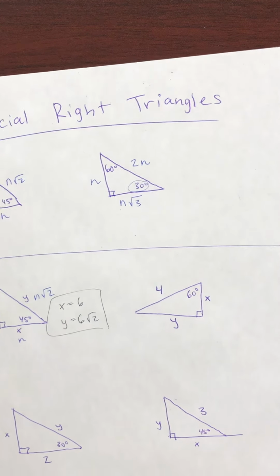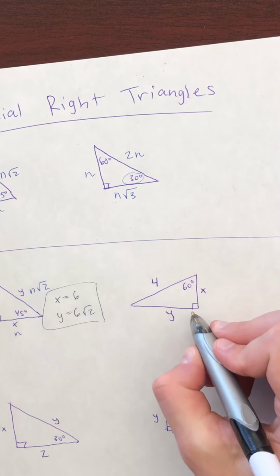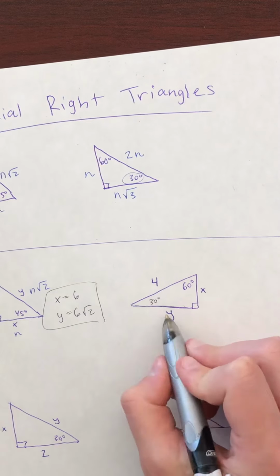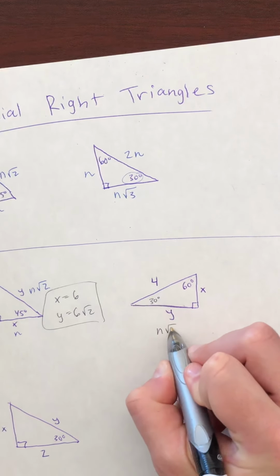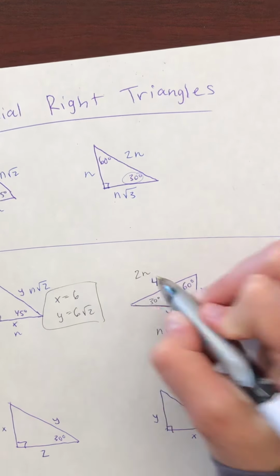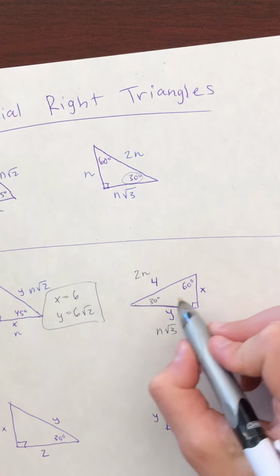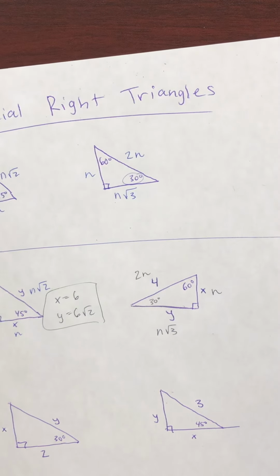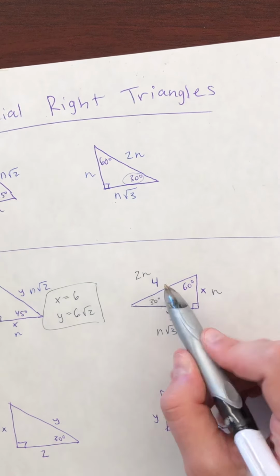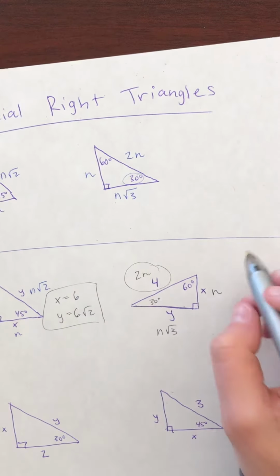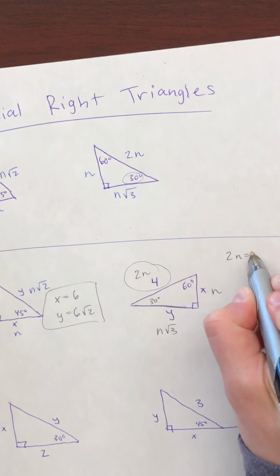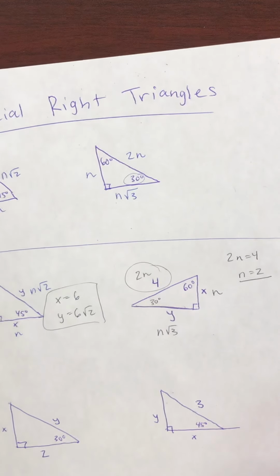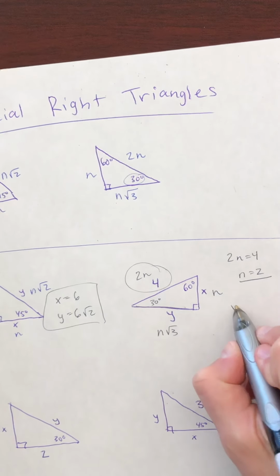Similar example here for my 30-60-90. The side between the 30 and the 90 is n root 3. My longest side is 2n. And then across from here, between the 60, that would be n. Again, focus on the side you have. I have the 4, so I'm setting these two things equal. So I say 2n equals 4, divide by 2, n equals 2. Once you get n, it's just straight plug in from there.